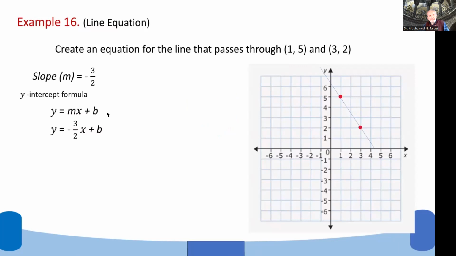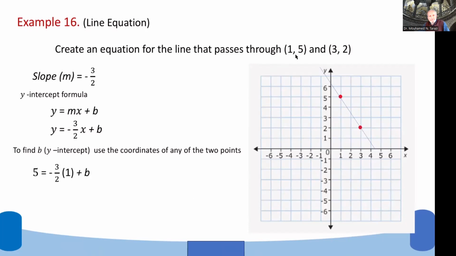Formula, replace the m. Use one of the points. I use this here. And I get b equals 13 over 2. Here's your answer. And then you can check it. You replace x by 1, you get 5. Replace x by 3, you get 2.